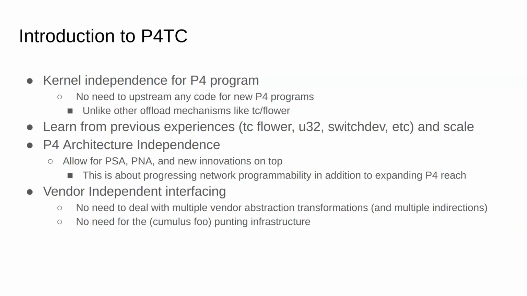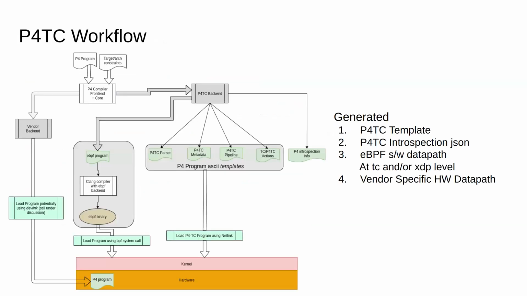Made popular by Cumulus, definitely not invented by Cumulus, where you're listening to Netlink events and then calling some sideband hardware offload, right? This is all done through the kernel. You run your P4 program. So what you do is you create your P4 program. You may have some target constraints.